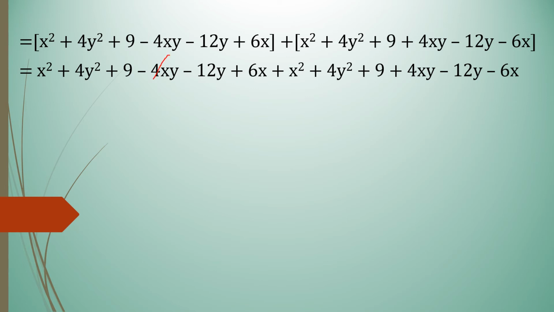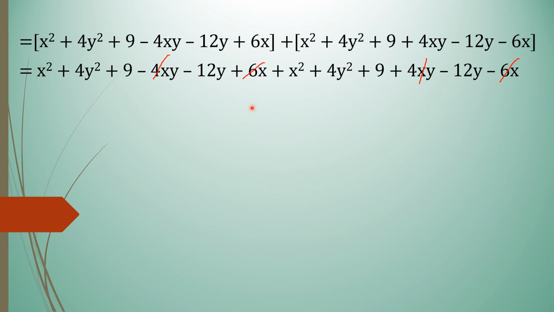So we'll cancel this, that is minus 4xy and plus 4xy will cancel. Then minus 12y is there, here also minus 12y, both same sign will not get cancelled, they will add up. Here plus 6x and here minus 6x, so the opposite sign, that is it will get 0, so we'll cancel here. So did cancellation. Now students, next step, we will bring the like terms together.